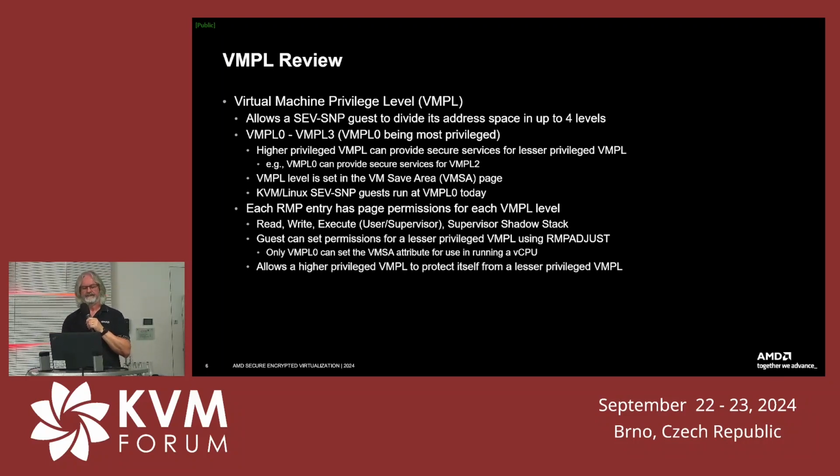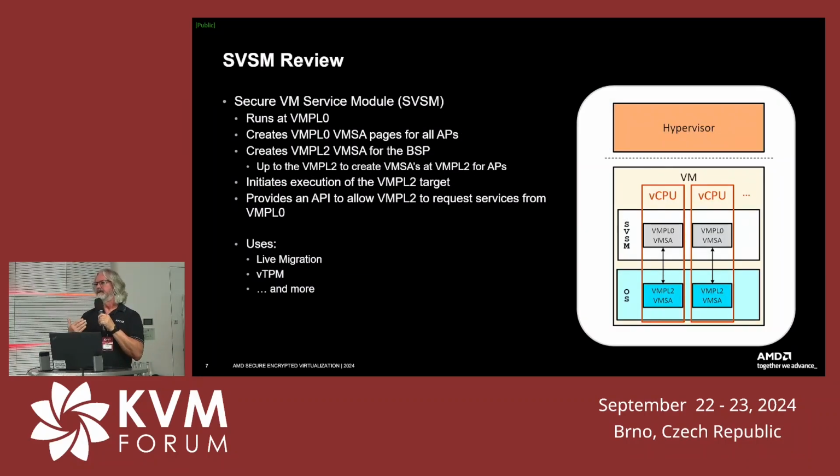So how do we use VMPLs? This is where a Secure VM Service Module comes in. In particular, we've been working closely with the Coconut SVSM project. There are certain services that you can run within that SVSM to provide that service to the guest without it being in the hypervisor. A typical example is a vTPM. Normally in a hypervisor environment, it's the hypervisor providing the vTPM, and you can't trust that in a confidential computing environment. So you can run this service at that higher VMPL level and allow the guest to make use of that.